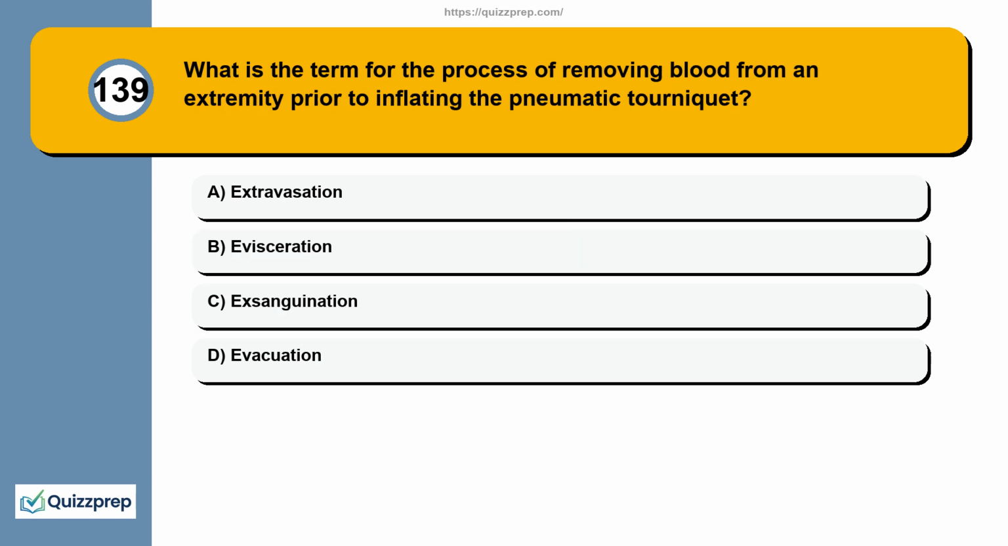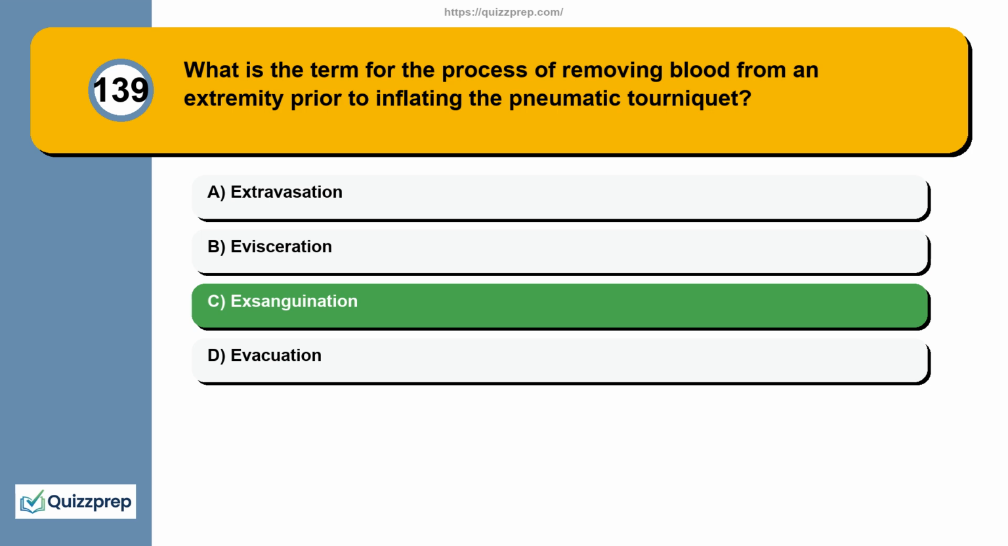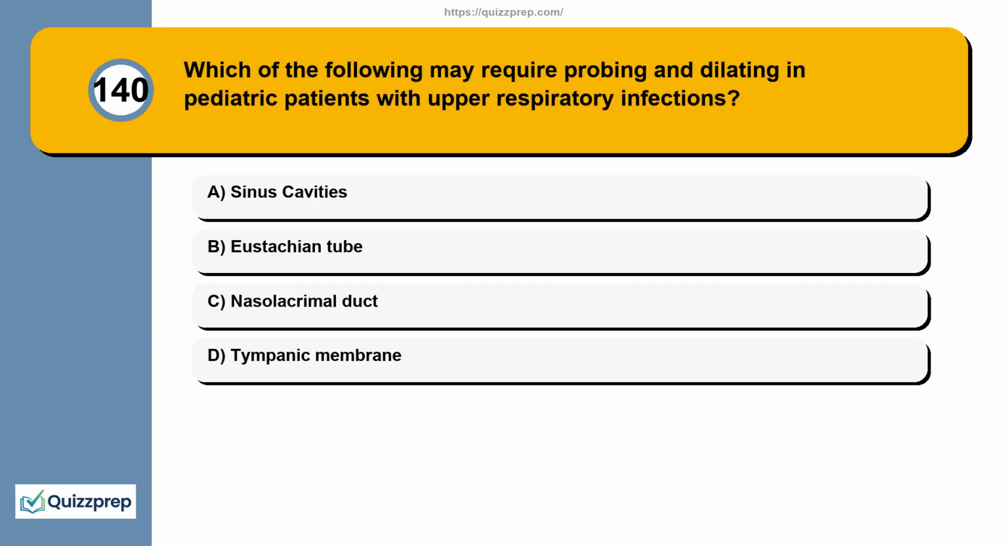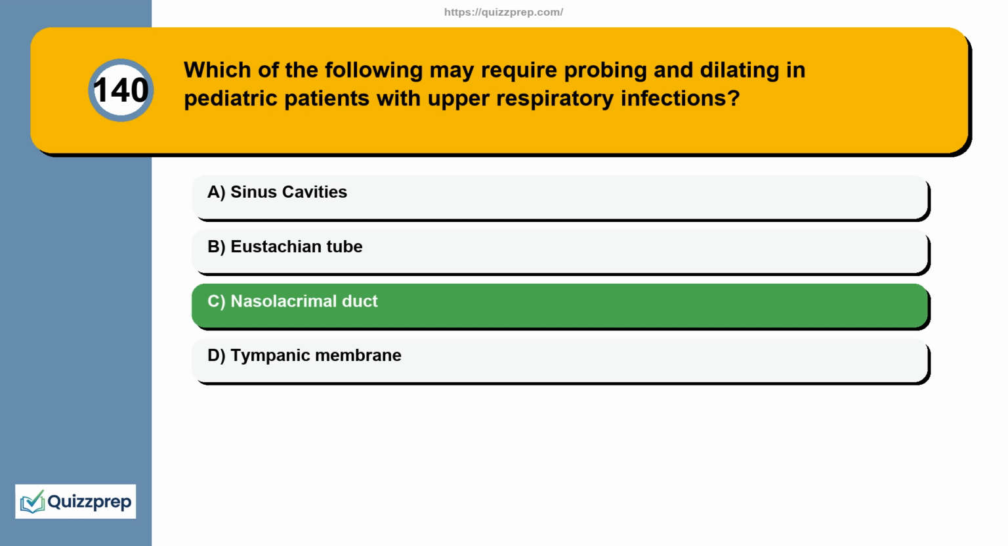Question 139. What is the term for the process of removing blood from an extremity prior to inflating the pneumatic tourniquet? Option A, extravasation, option B, evisceration, option C, exsanguination, option D, evacuation. The correct answer is option C, exsanguination. Question 140. Which of the following may require probing and dilating in pediatric patients with upper respiratory infections? Option A, sinus cavities, option B, eustachian tube, option C, nasolacrimal duct, option D, tympanic membrane. The correct answer is option C, nasolacrimal duct.